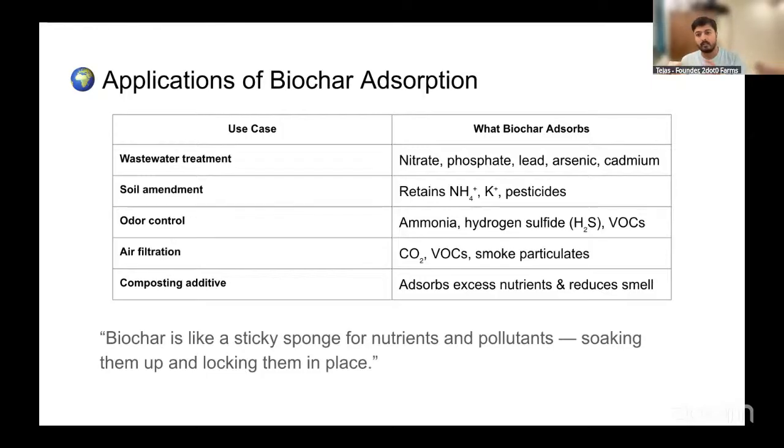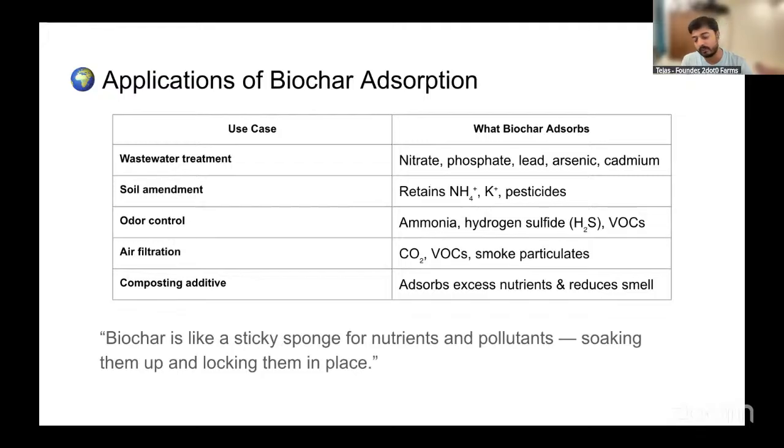It has all these adsorption capabilities because of the different sizes of the pores, with which it can hold on to gases, especially in the micropores. And odor control is a very good use case for that. Air filtration, similarly: gas, carbon dioxide, volatile organic compounds, and smoke particulates can be held on by biochar.